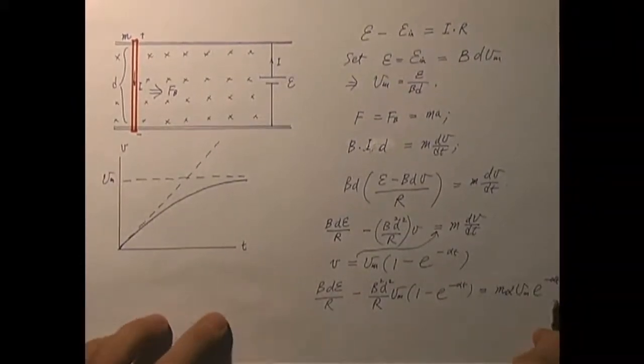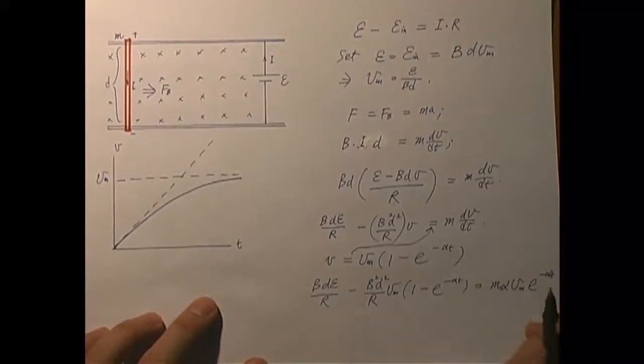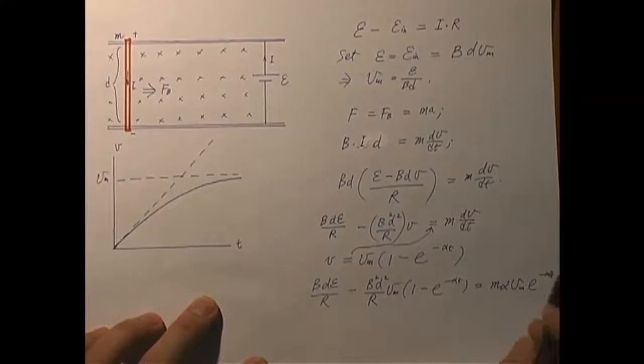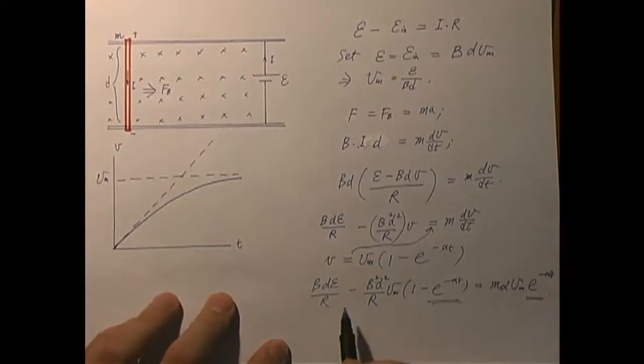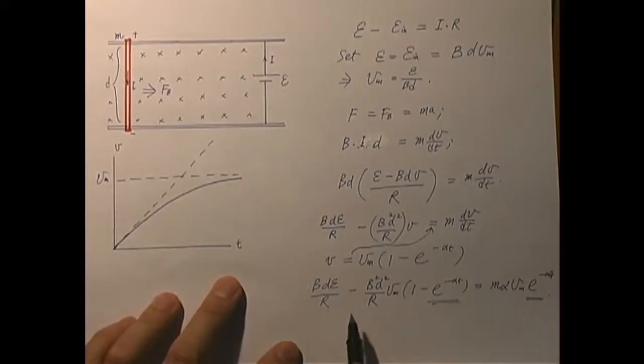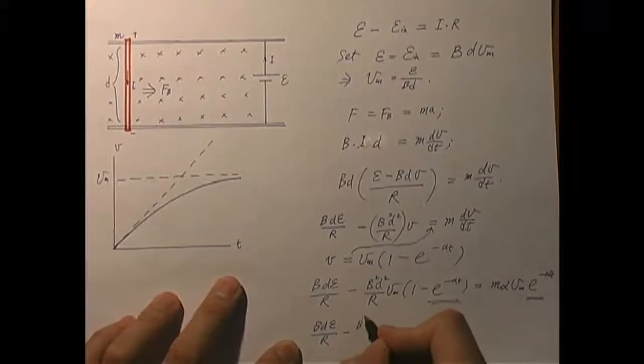Okay, what do we do now? As we did before, we move all the time-dependent terms to one side. Actually, there are only 2 time-dependent terms. One is here, one is there. I'm going to move both to, say, the right-hand side. So what you have left on the left-hand side are these two constant terms. The first one is B d epsilon over R. The next one is B squared d squared over R, and then V maximum. That's what you have left on the left-hand side.